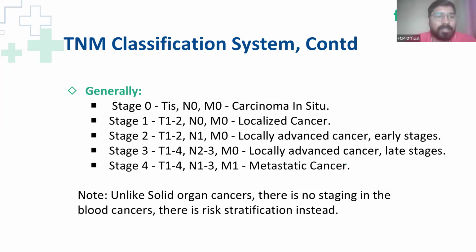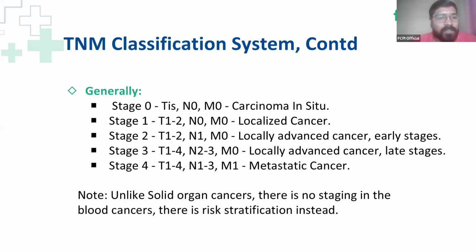So generally, this is the basic information which we can tell about the stages. For stage 0, primary tumor is in situ, but they don't have any lymph node or metastasis. So carcinoma in situ. Stage 1: primary tumor is around grade 1 to 2, and no lymph node and metastasis involved. So localized cancer. In stage 2, we have tumor stage 1 to 2, and lymph node stage 1, and metastasis is 0. So locally advanced cancer, early stages.